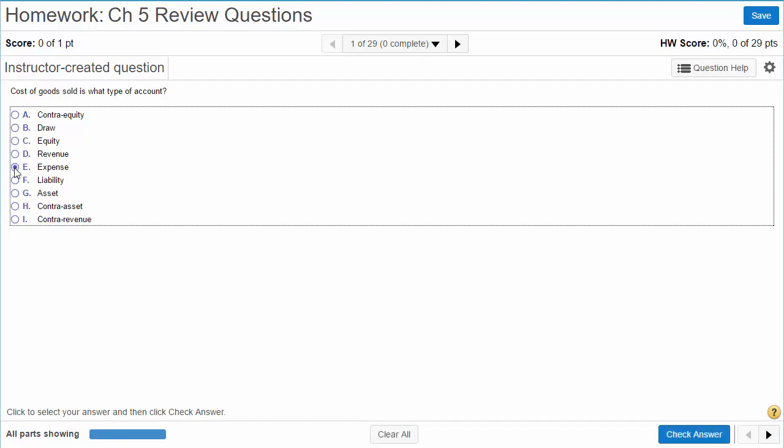So don't forget, this is the first expense we've encountered that does not have the word expense attached to it. So what happens is once inventory is sold, the cost is transferred from the inventory account to this cost of goods sold. So just remember, cost of goods sold is literally the cost of the item that we just sold.